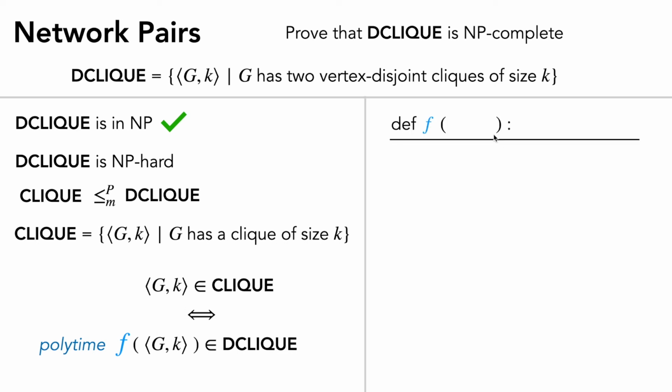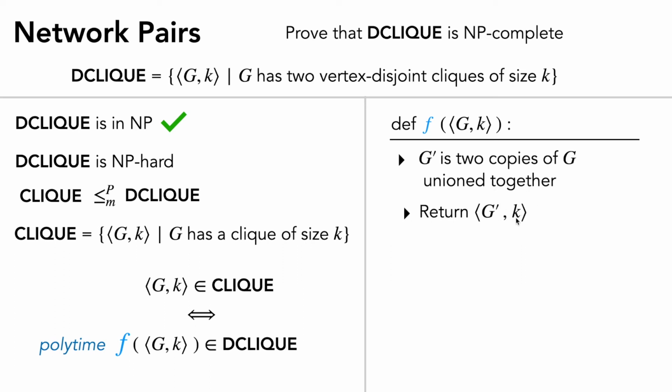Alright, let's define this function. As input, it's going to take in a graph and a positive natural number, and we're also going to want to output a graph and a positive natural number. We're going to construct our new graph G' by simply unioning two copies of the original graph G together. And finally, we're just going to return that new graph with the same number k.